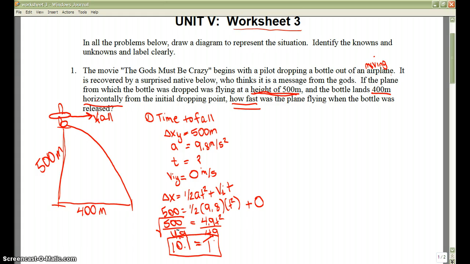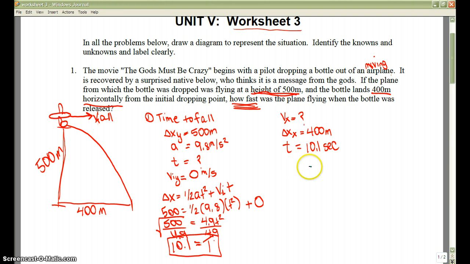So that was our time to fall. Now from there, we can figure out how fast the plane was flying, remember that was our goal. Notice what we said before, that all of our velocity is going in the x direction. So I have things that I know in the x now. Velocity in the x, I don't know, but I can solve for it. I know my delta x, my distance in the x direction, that's 400. And I know the time it's going to fall.